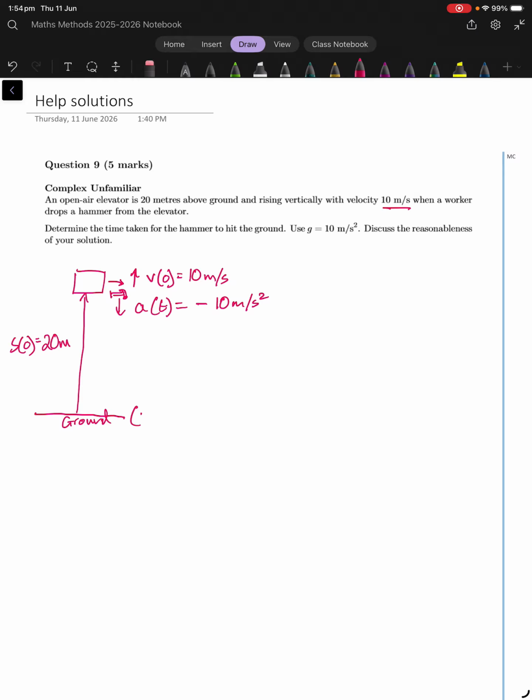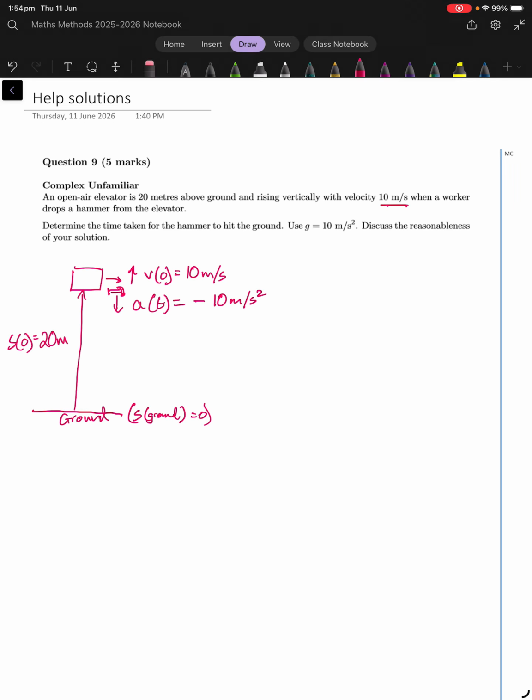And at the ground, I'm going to say S at the ground equals 0. You can write that. I've already sort of defined that with the S of 0 equals 20. If you don't write that last little bit, that's not going to matter either. So what do we have to do?